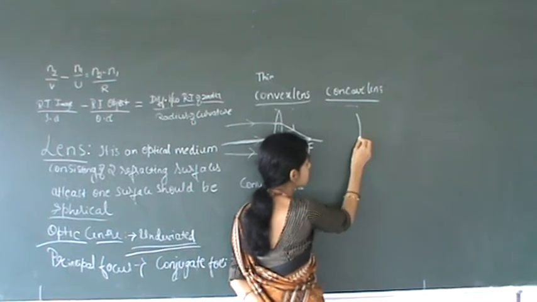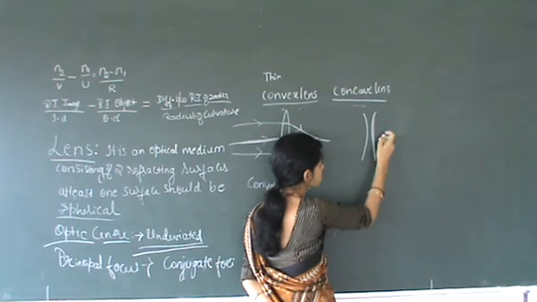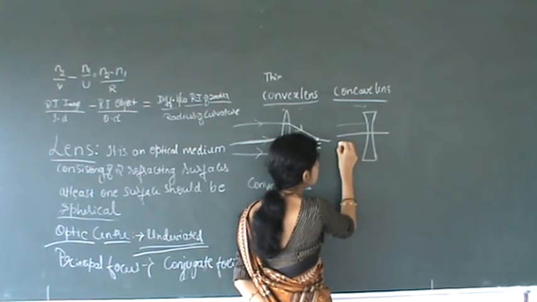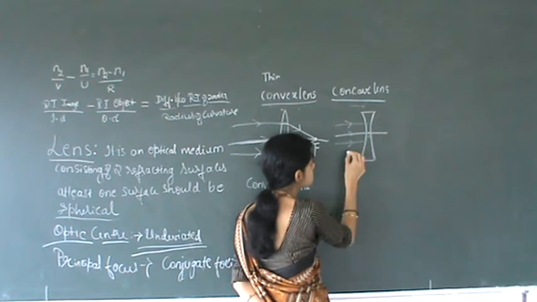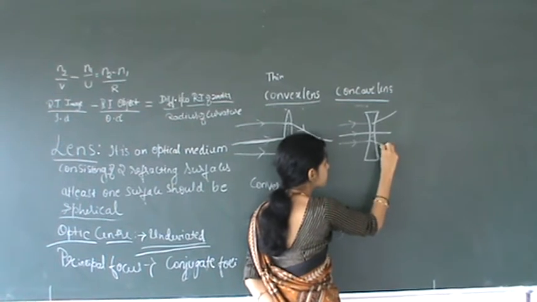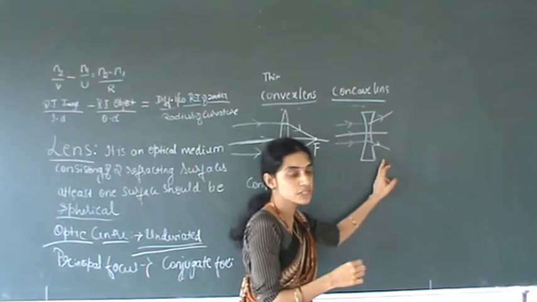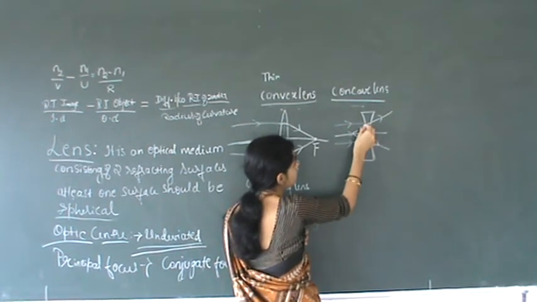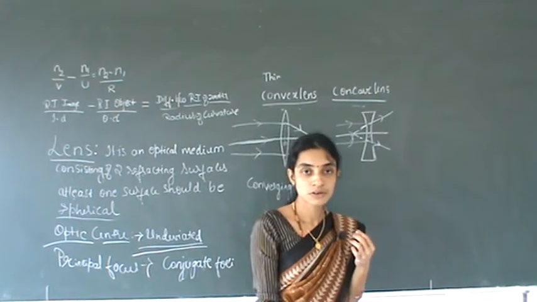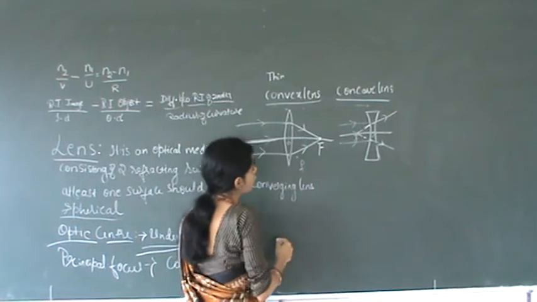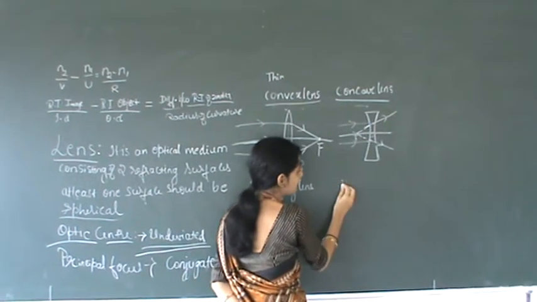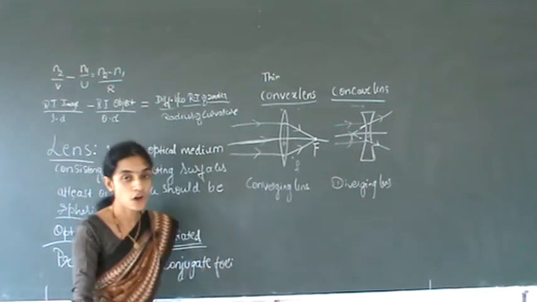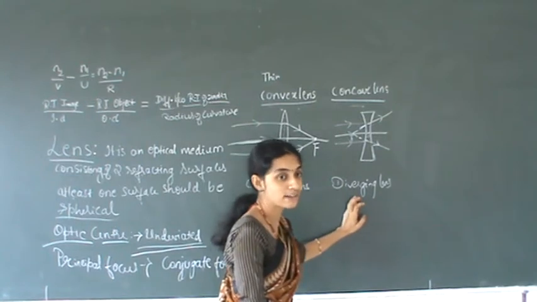Similarly, consider the concave lens. The rays are incident parallel to the principal axis. After refraction, the rays diverge. So what you are going to do here is extend these lines in the backward direction, and that point is the focal point. So in case of a concave lens, the rays have been diverged. Concave lenses are called diverging lenses. Convex lenses are converging lenses and concave lenses are diverging lenses.